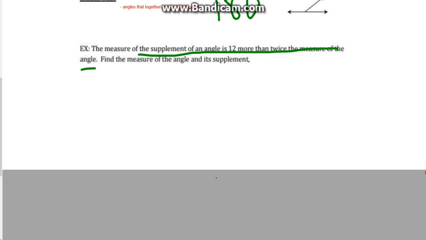So we know that the supplement is equal to 180. It's 12 more than twice the measure of the angle. So one angle would be x, and the supplement would be 12 more than twice the measure of the angle we don't know. And since it's a supplement, we have to set it equal to 180.